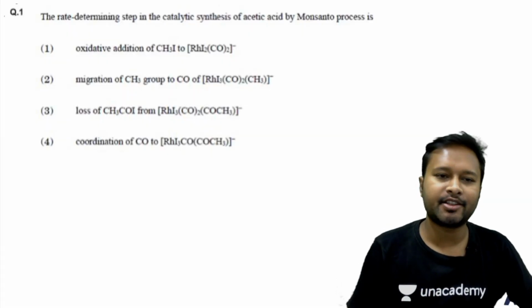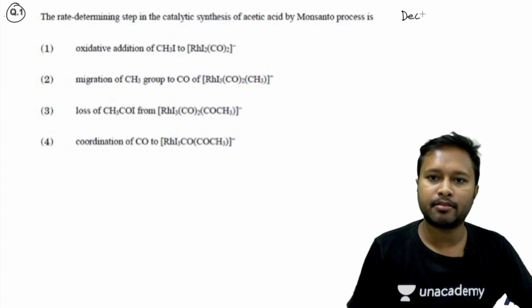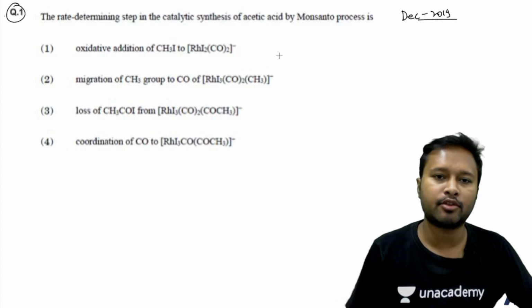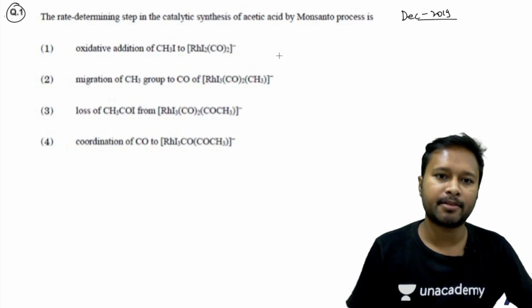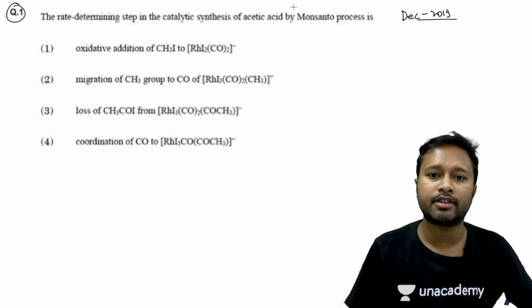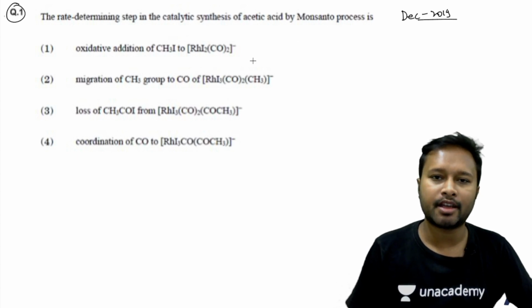Alright, so let's take this particular question which was asked in the CSIR December 2019 exam. The question was a 4-marker question, and the question says: the rate determining step in the catalytic synthesis of acetic acid by the Monsanto process. Now, what is the Monsanto process and why is it used? You all should know that, okay?